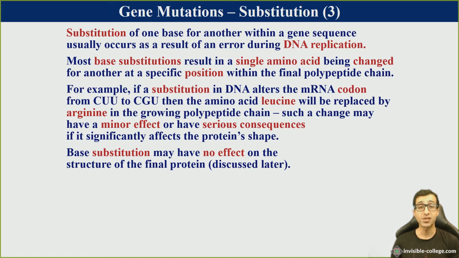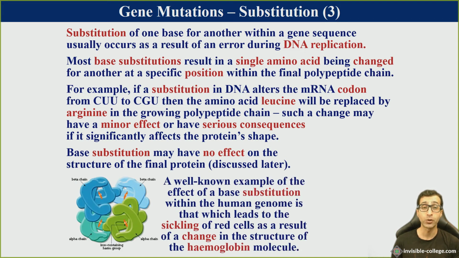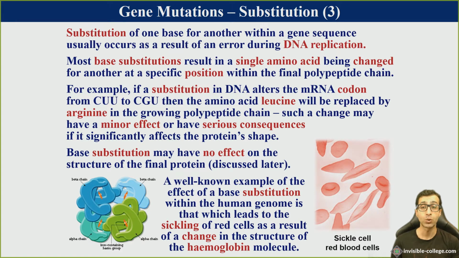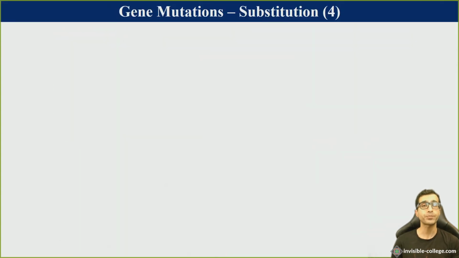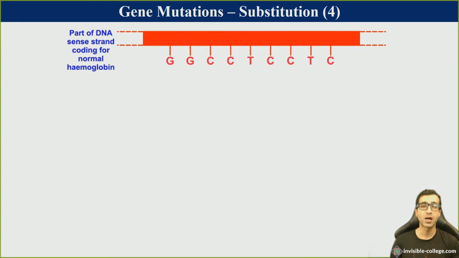A well-known example of the effect of a base substitution within the human genome is the mutation which leads to the sickling of red blood cells as a result of a change in the structure of the hemoglobin molecule to form hemoglobin S, and this is what leads to the condition that we call sickle cell anemia. Again, here is part of the DNA sense strand which codes for normal hemoglobin.